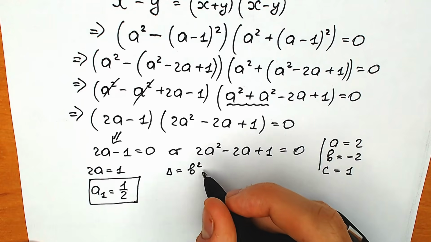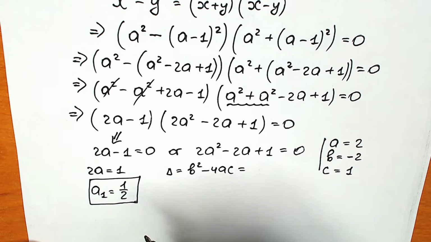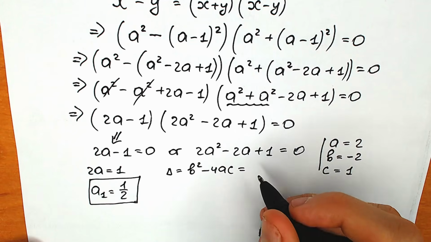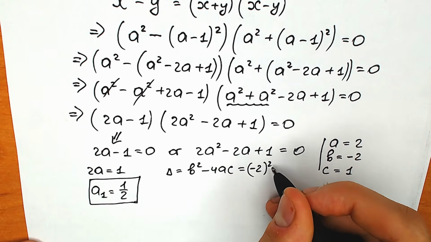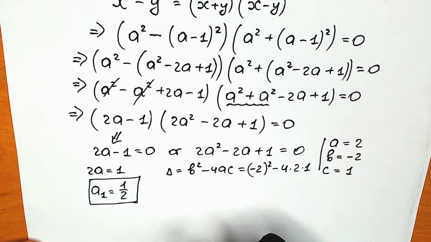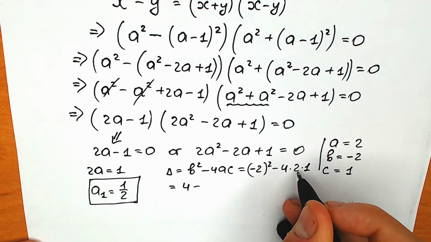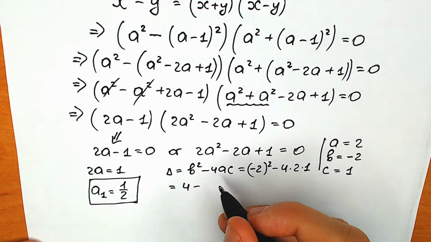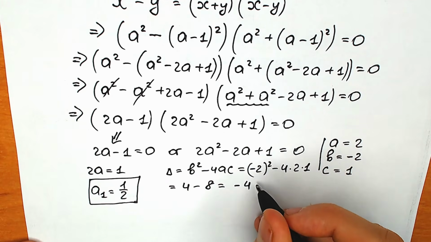I prefer solving this question first of all with the discriminant, and then I'm plugging it into the well-known formula. So b squared, we have (-2) squared minus 4 times a times c, that is 4 times 2 times 1. As a result, what do we have? (-2) squared equal to 4 minus 4 times 2 times 1 equal to 8. So we have 4 minus 8 equal to -4. So our discriminant is negative, is less than 0.